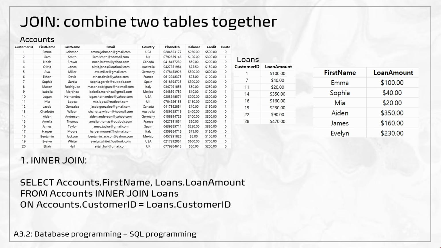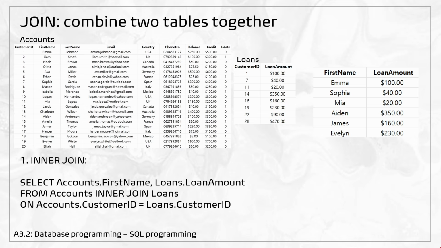The two columns we want to connect are therefore first name and loan amount. The two tables are accounts and loans, and the common column will be customer ID. So here's how we can write the query. We select first name from accounts and loan amount from loans. And we want to select it from the accounts table inner joined with the loans table.